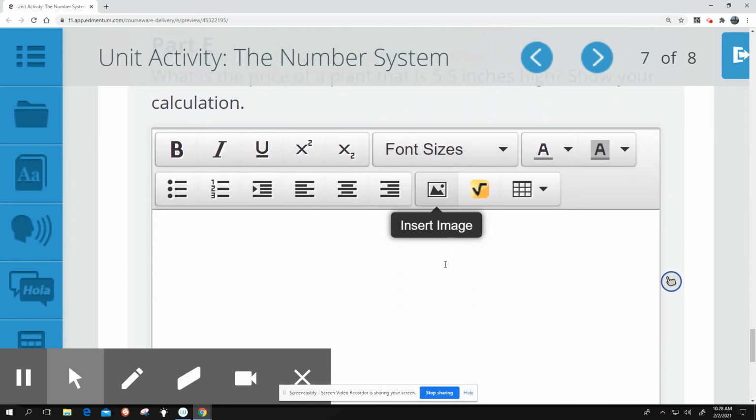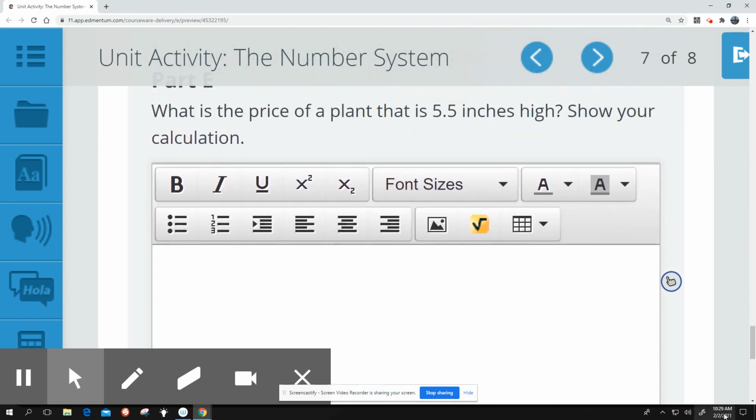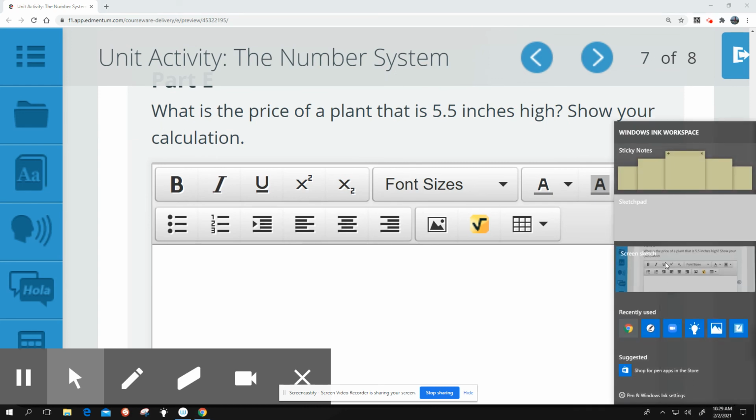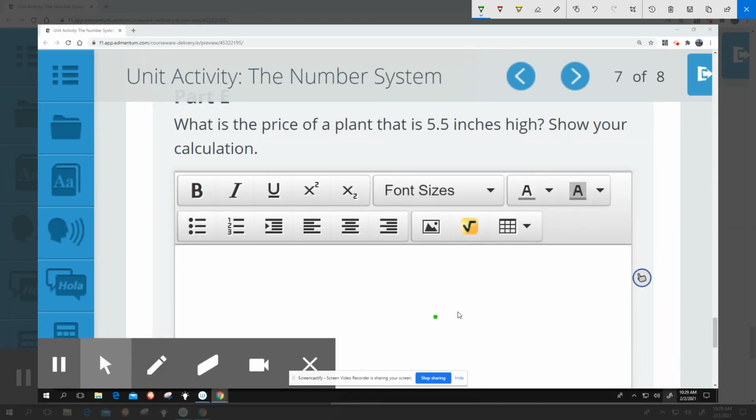What about a plant that is 5.5 inches high? So I'm going to model this for you because that's who I am. I'm going to do it for you instead of having you do it yourself because we have 1 minute left. 5.5 times 0.24. We ignore decimal points. 5 times 4 is 20. Regroup the 2. 4 times 5 is 20 plus 2 is 22. Put a 0 down. 2 times 5 is 10. Regroup the 1. 2 times 5 is 10. Plus 1 is 11.